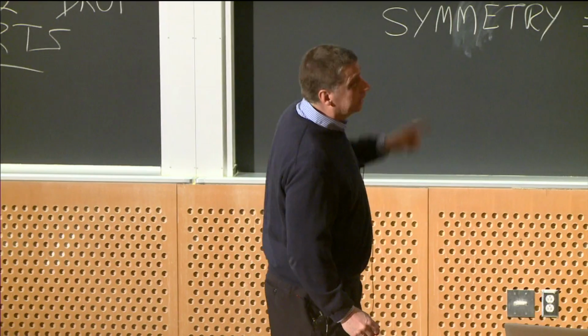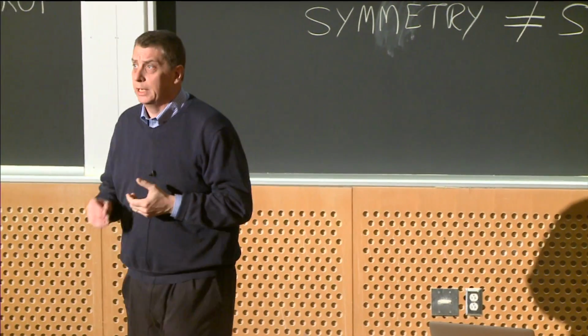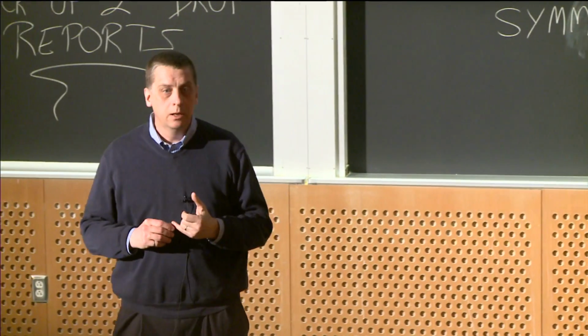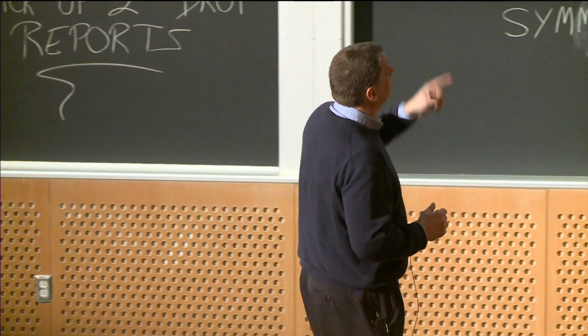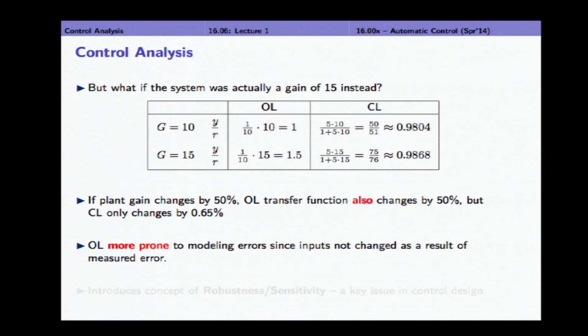Well, the fact of the matter is that I told you that the plant was 10, but I'm also going to tell you that I rarely know what the plant dynamics are very accurately, okay? And so let's see what happens if the plant dynamics aren't actually 10, but are in fact 15, okay? And you repeat the exact same calculation. So this is just a repeat of the numbers we had above, right? If before it was actually 10, then you get 1. But if the system dynamics are actually 15, you actually get 1.5, okay?